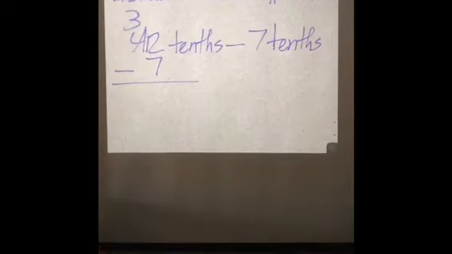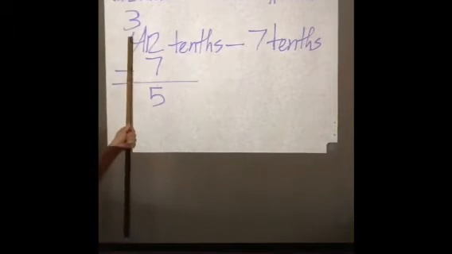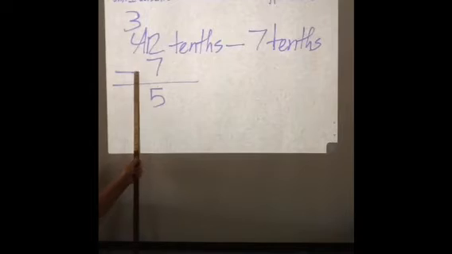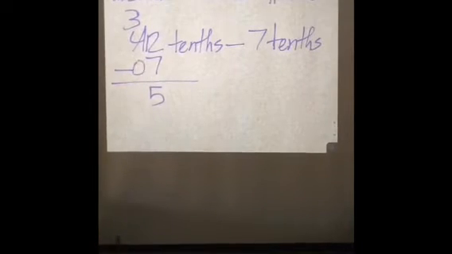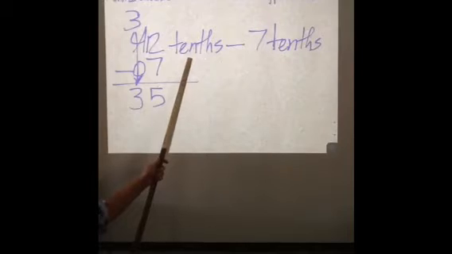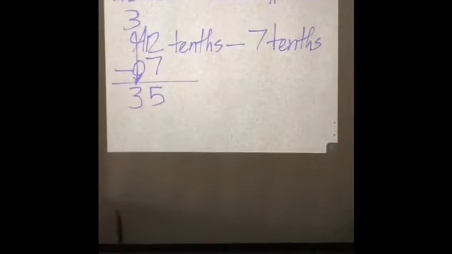12 minus 7 is what? I hope you said 5, right? Good job. And what do we do with the 3? Well, since there's nothing here, we pretend it's a 0. And we're taking 0. If you held up 3 fingers and we took 0 away from them, how many would we have? We'd have 3. Or you could say, just bring it down. That's fine. And what's our label? Our label's right here. Same as over here, right? So we put our label of tenths.